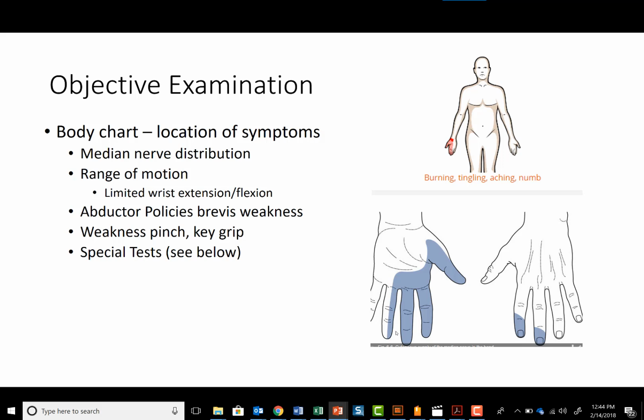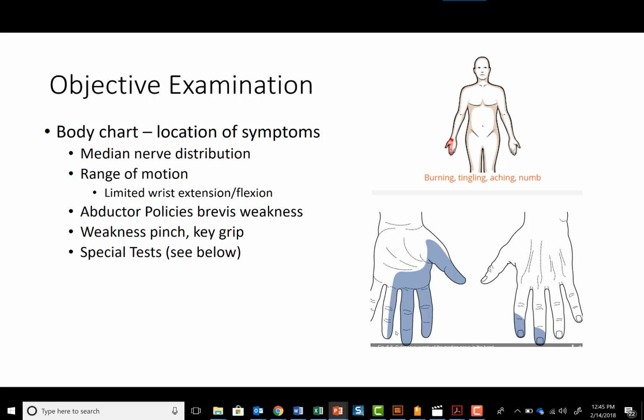So if we use a body chart, where they're going to feel it is that thumb, index, and middle finger. That's the median nerve distribution. They may have limited range of motion, especially with wrist extension and flexion. Abductor pollicis brevis weakness would be the big one that you would notice. So if you go back to look at the anatomy review, that abductor pollicis brevis is going to be weaker, so you can manually muscle test that. You could also do some pinch and key grip testing, as well as just standard grip testing, which we'll talk further about in the evaluation video.